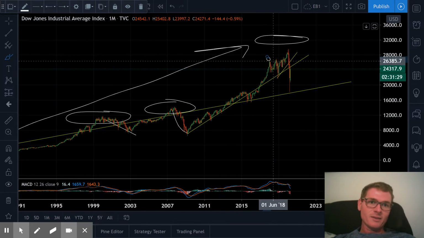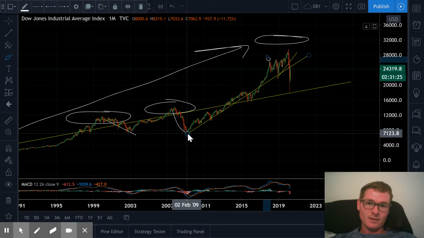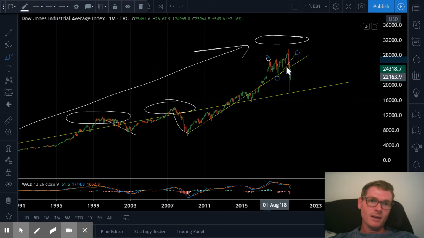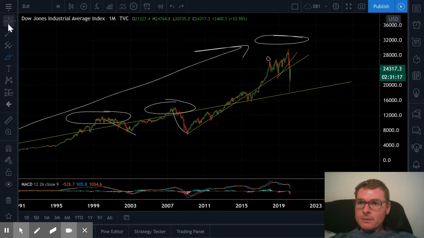So these two bubbles here, it's the dot-com and the financial crisis to this bottom, and then it was the Volmageddon and the second 2018 crash to this bottom. And there's our dead cat. It's right here.